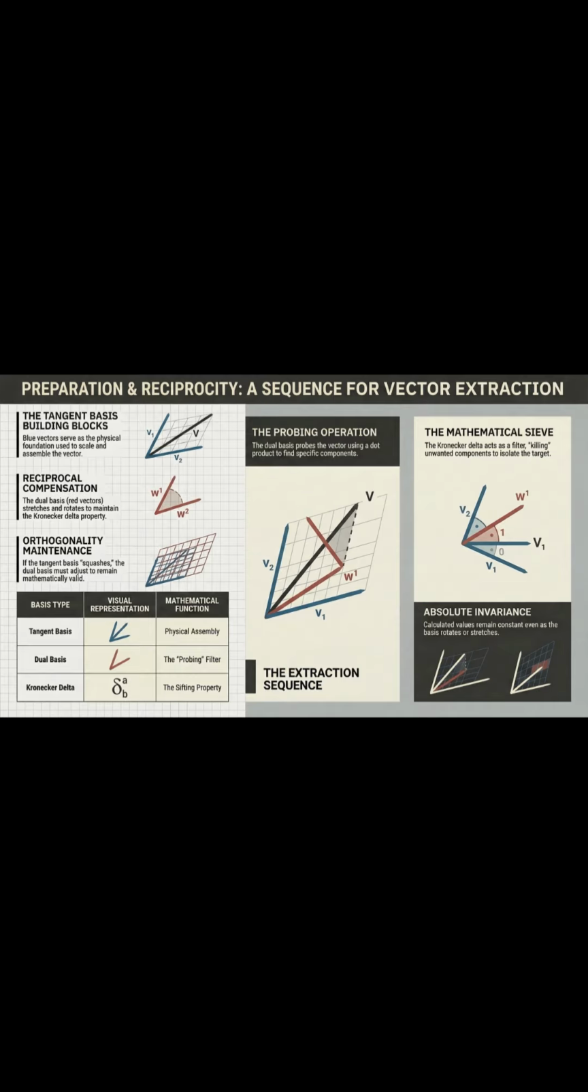Visualizing the sieve. The diagram brings the sifting property of the derivation to life. It illustrates how the dual basis acts as a mathematical filter or directional sieve, designed to be blind to the wrong building blocks so it can isolate the exact component needed.